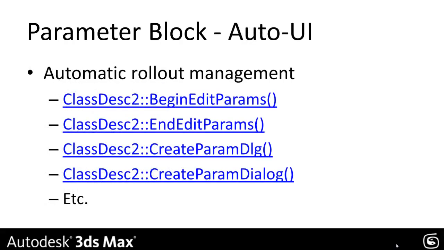So when we start talking about the parameter block and how the auto UI works, automatic rollout management is handled depending on the type of plugin it is and where you need it. So these are all part of class descriptor 2, and like the begin edit params and the end edit params, that's a good example of when the parameters are entered for editing and when they're exited for editing. And then the create param dialog, there's two different forms of that, and that's how the rollouts start to be created, etc. Okay.